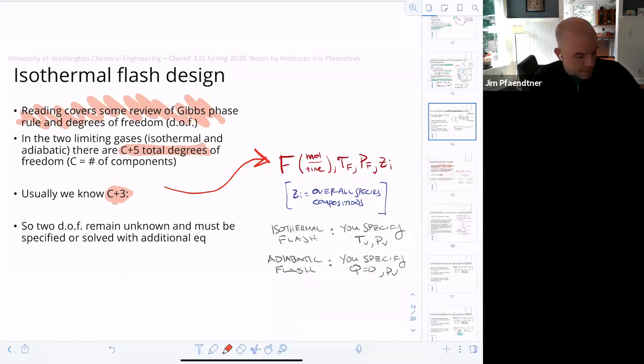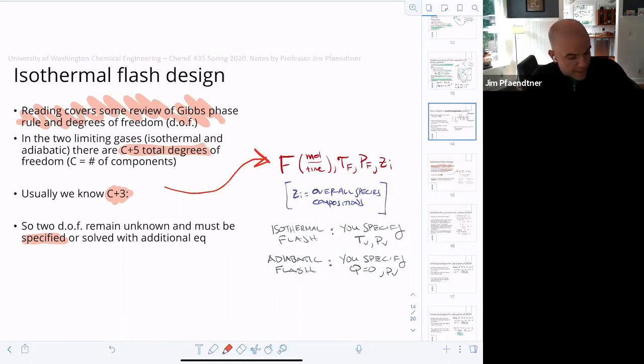So what we need to do then, for the purpose of design, in order to determine what's coming out of the flash drum, is specify the remaining two. That's sort of an engineering constraint. We're going to say what the two degrees of freedom are, or we need to relate it to an additional unit operation if we are putting the flash drum in the context of an entire plant design. Those degrees of freedom might actually be solved from other models for different unit operations upstream or downstream.